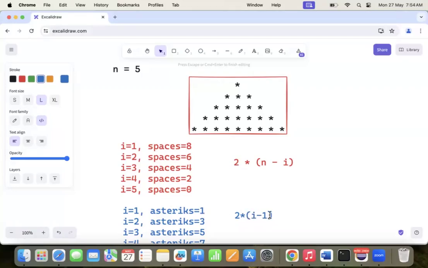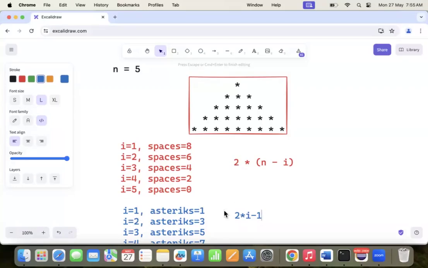So you should not keep this i minus 1 within parentheses. You have to write this i minus 1 outside the parentheses. Then first 2 into i will be calculated, right? 2i minus 1. Guys, what's the value of i now? 1. 2 into 1, 2. 2 minus 1, 1. It means 1 asterisk.